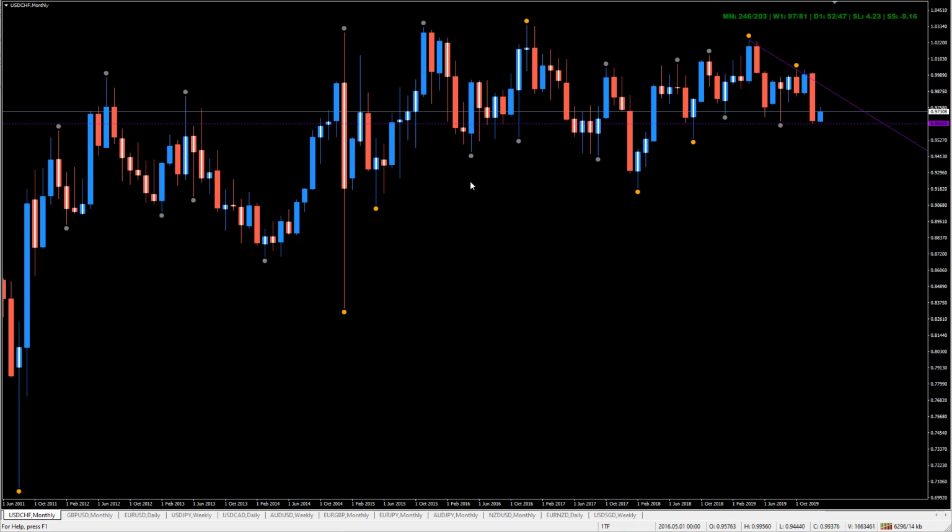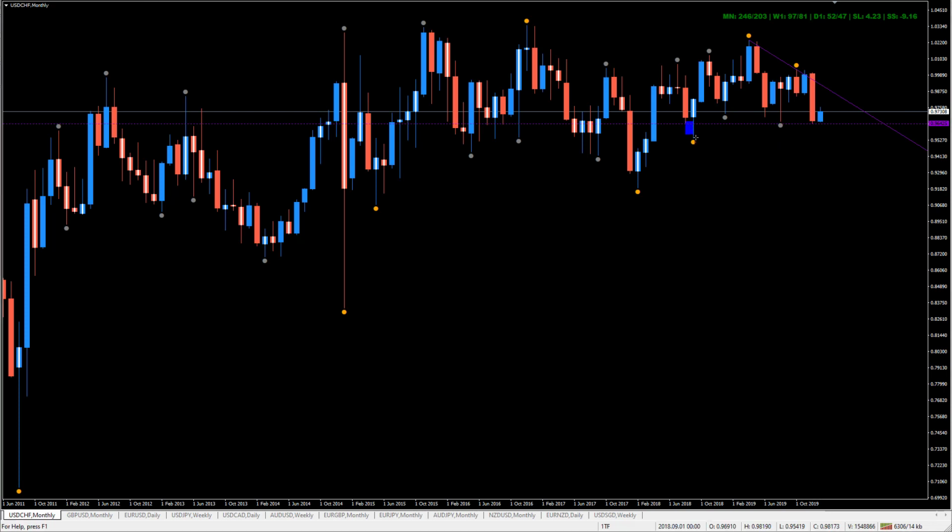So looking at the American dollar Swiss franc on the monthly chart, we're in a pretty clear downtrend. We have lower highs and we have lower lows. Note as well that price is starting to move into this area of monthly demand, which is important to know.